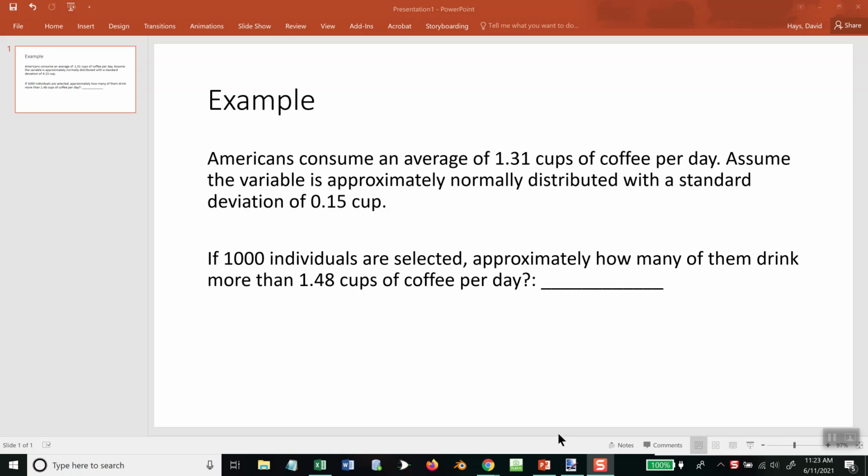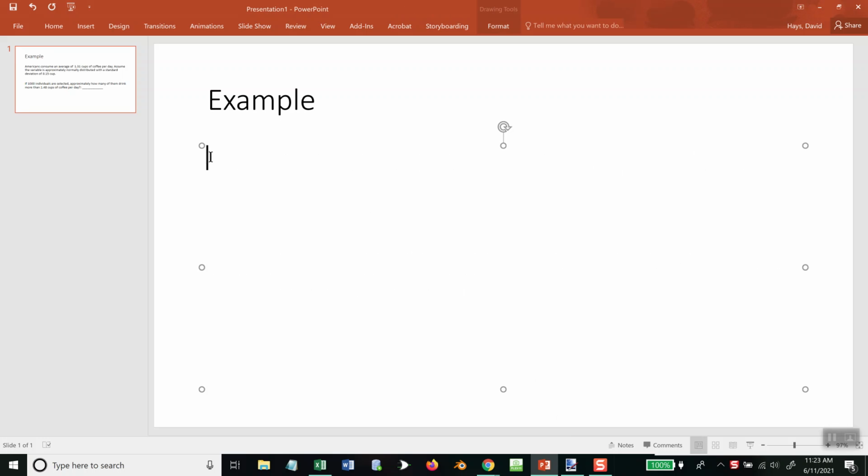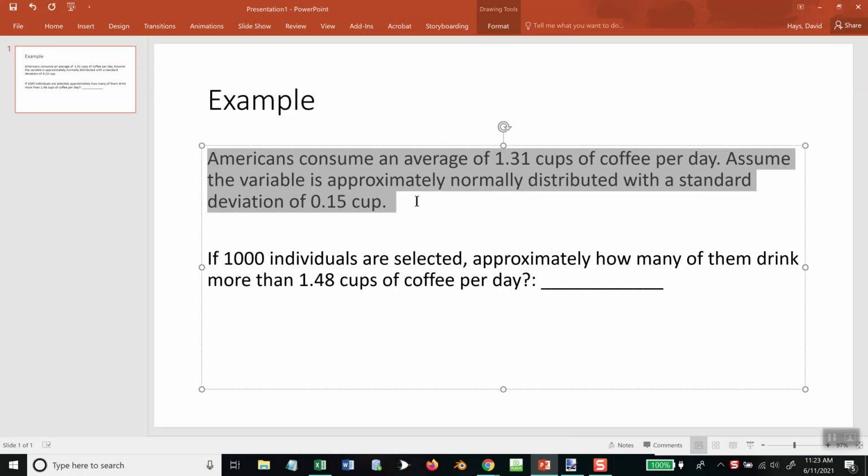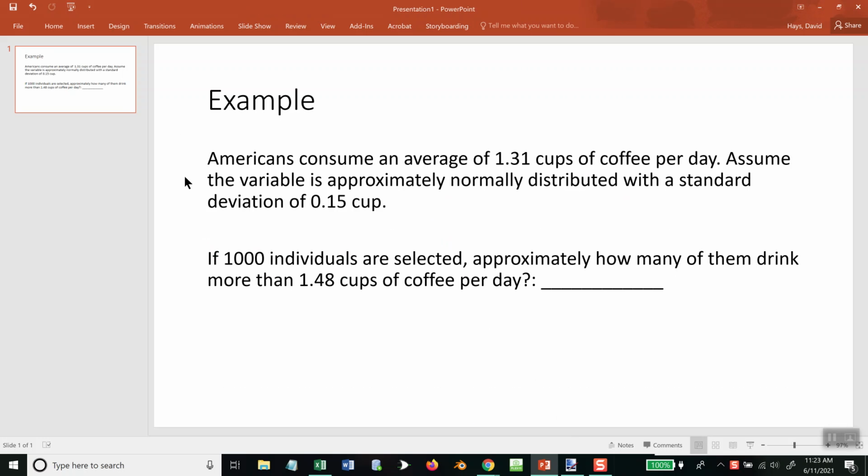Okay. Again, I believe this first part here is up in part A in the homework, so you have to go locate it because it goes with this part. You cannot solve it without it. Americans consume an average of 1.31 cups of coffee per day. Assume the variable is approximately normally distributed with a standard deviation of 0.15 cups. If 1,000 individuals are selected, approximately how many of them drink more than 1.48 cups of coffee per day?